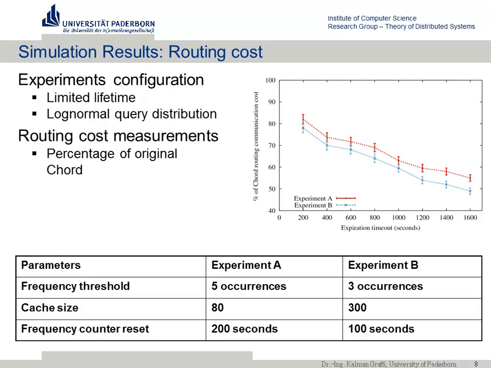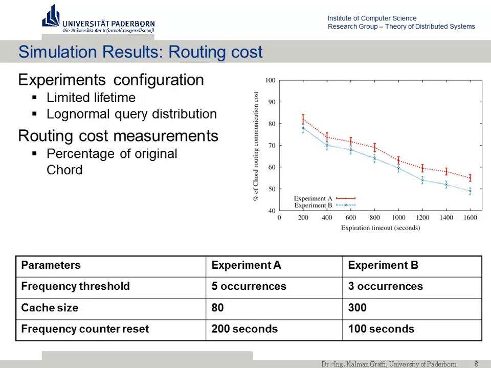What is presented in it is that the caches are still very frequently used. On the left side, on the y-axis, you see the percentage of core routing communication costs, and on the x-axis, you see the parameter for the expiration timeout. That means when the entries of the caches are deleted.